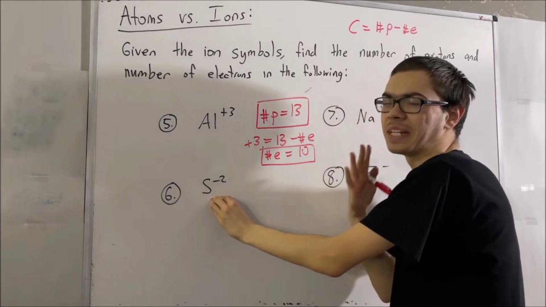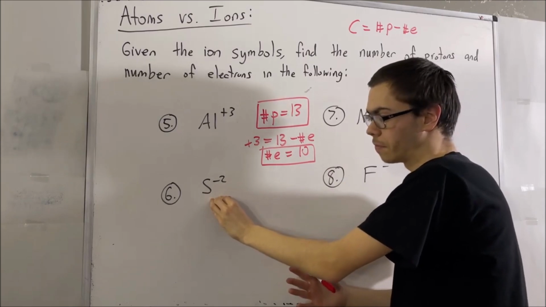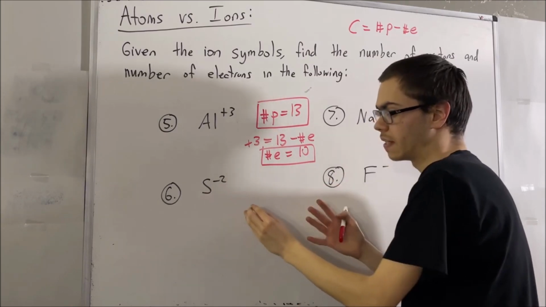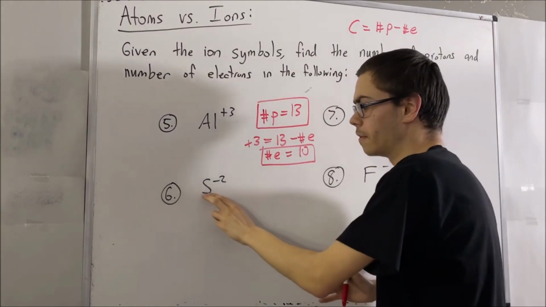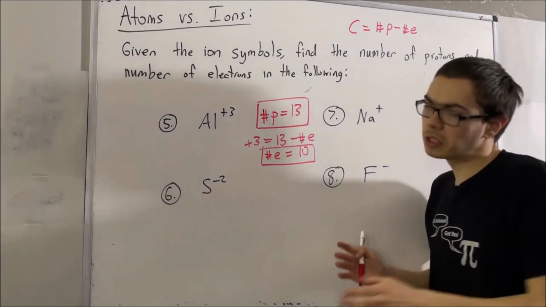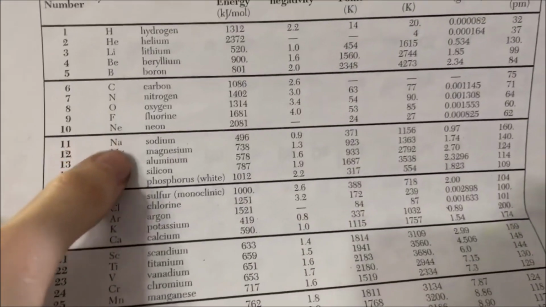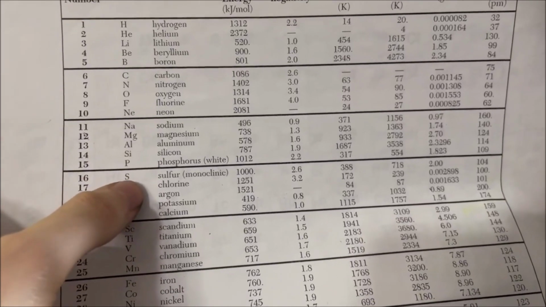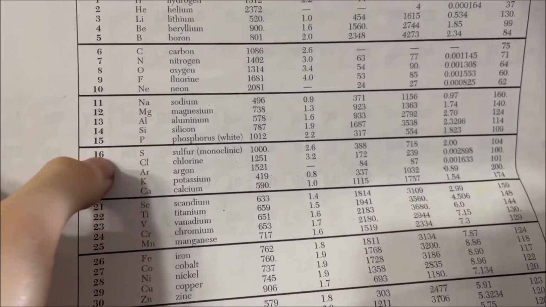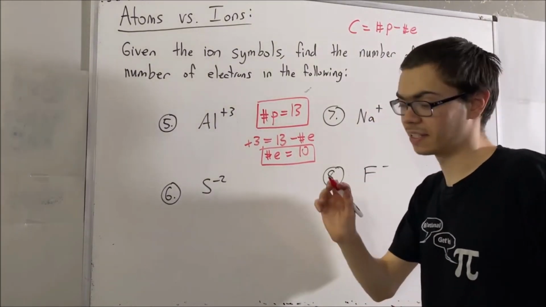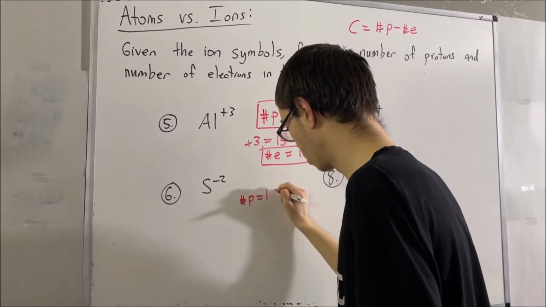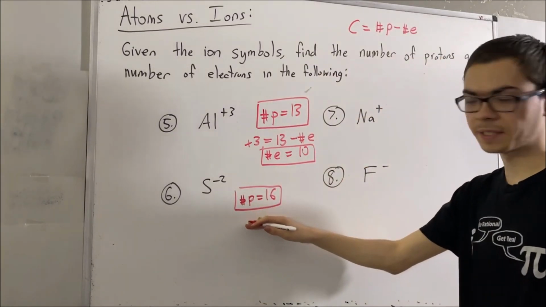Again, let's start by getting the number of protons. Well, to get the number of protons, that's the same as finding the atomic number of the element S. So let's go to table S for that. Going to table S, the element symbol S is right there. And we see that the atomic number is 16. And because the atomic number is 16, the number of protons is 16. So we have 16 protons.